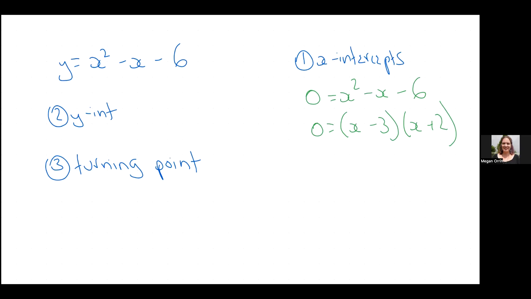Focus. All right, so anything times 0 is 0. So that means one of these brackets has to equal 0. What does this x have to be for this bracket to equal 0? 3, right? Because 3 minus 3 is 0. What about this one? -2, because -2 plus 2 is 0. These are my two x-intercepts, 3 and -2.